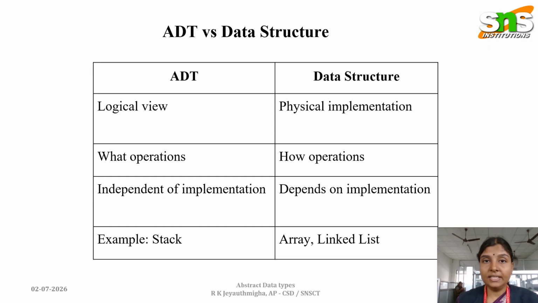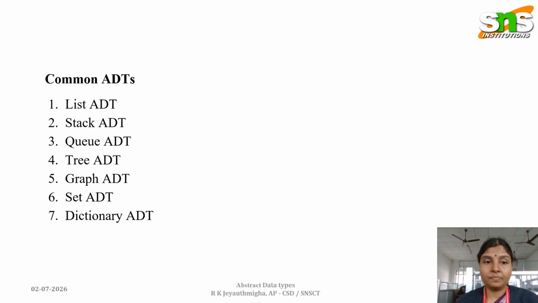Let us differentiate ADT and data structure. The logical view is called an ADT, and physical implementation is what we refer to as the data structure. So in ADT, we refer to what operations are performed, and in data structure, how the operations are implemented. And ADT is independent of implementation. Data structure depends on implementation. Example of ADT, stack. Data structure examples are array, linked list.